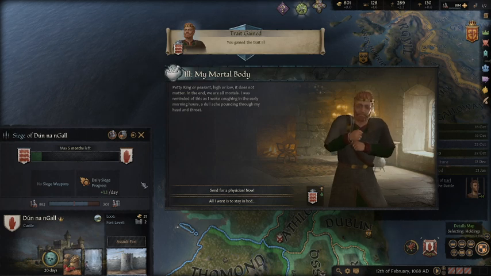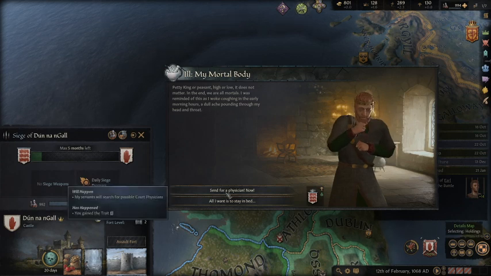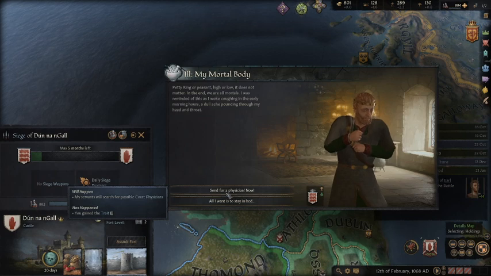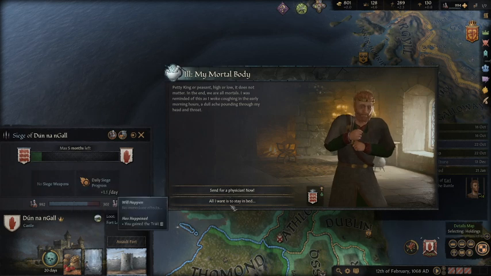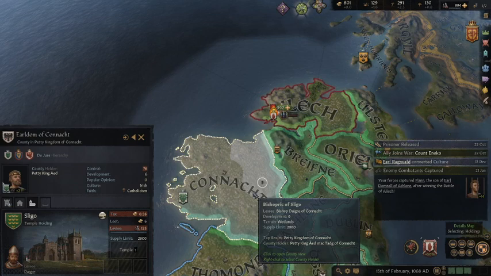Ill, my mortal body. Petty king or peasant, high or low, it does not matter. In the end, we are all mortals. I was reminded of this as I woke coughing in the early morning hours, a dull ache pounding through my head and throat. So I've got an option of sending for a physician now. My servants will search for possible court physicians, or I can just go without a physician and just tough it out. I'm gonna go for finding a physician.